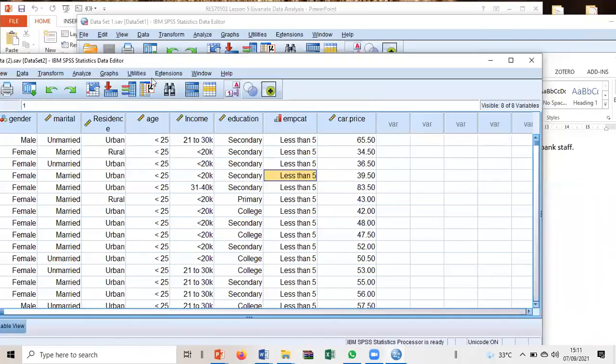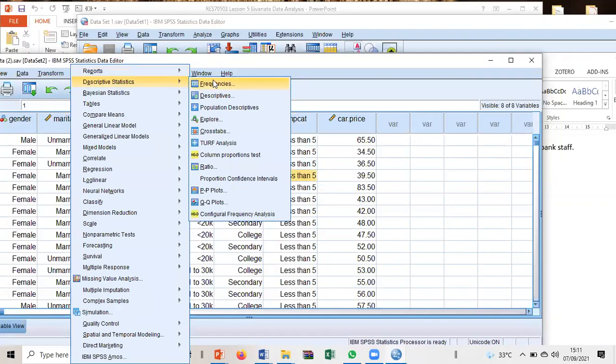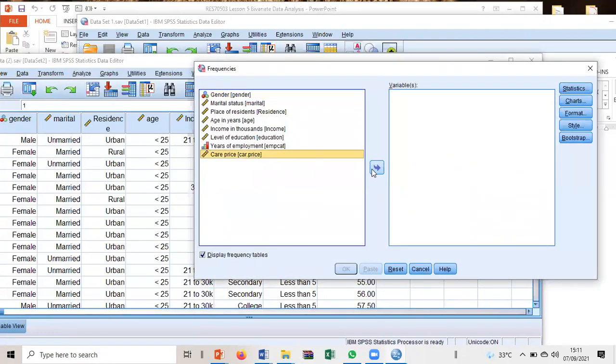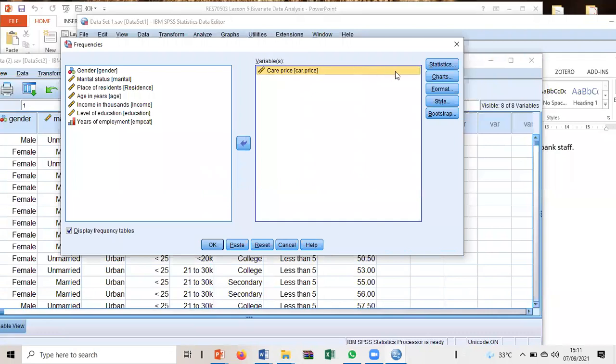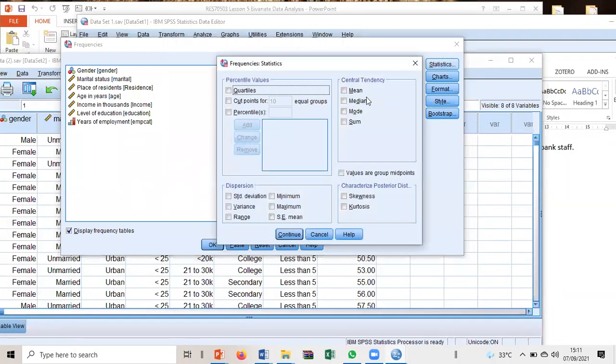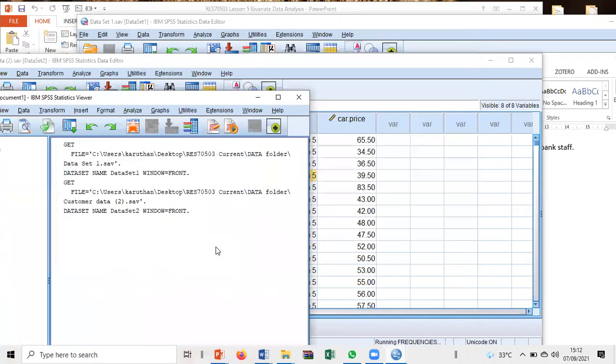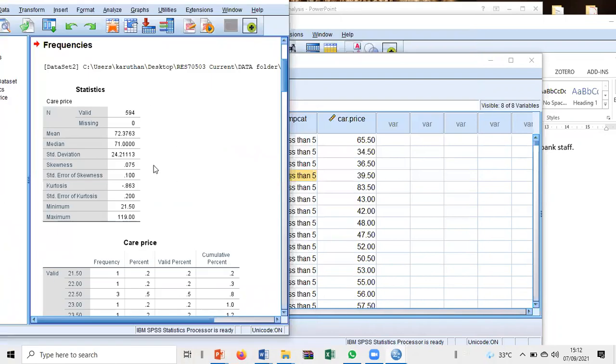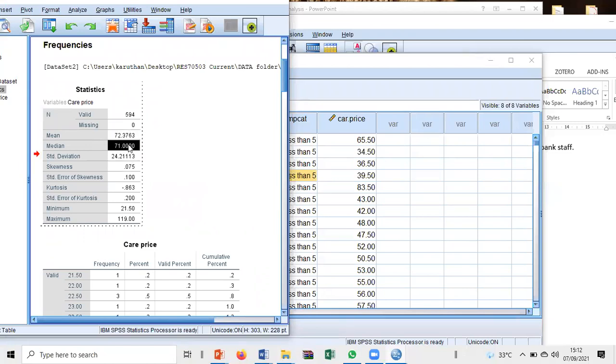So we'll go to analyze, descriptive, frequencies for car price. Here we're going to look at 36. We can talk about mean, median, just looking at how the data is distributed, standard deviation, minimum, maximum, these kind of things, just to describe, to look at the data. Right, the car price, the mean is so much, there's a median, quite close, there is standard deviation, that is skewness.